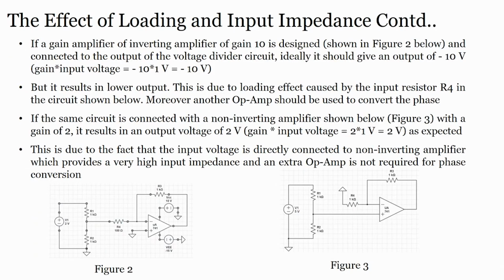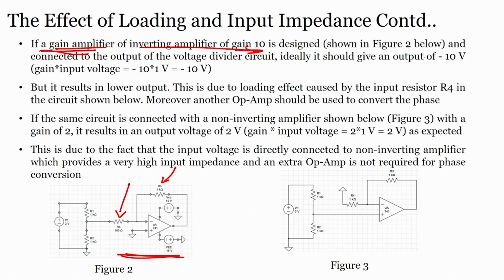So, an inverting amplifier has a gain of 10, designed as you see here, right. This is the amplifier, and you see the value of R3 and the value of R4, then you will find that the gain is 10. It is designed as shown here and connected to the output of the voltage divider circuit.